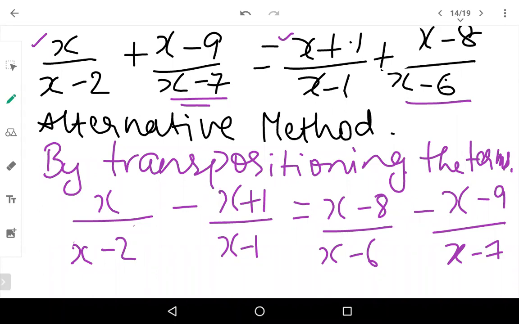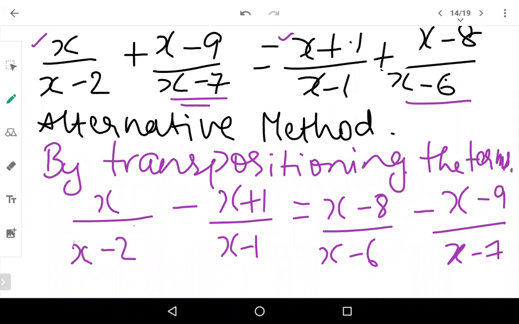Did you understand the step? I'm just changing the sides of the expressions in the equation. Everybody understood? Okay. Now here on, we will solve it as how we solved the previous problem. We will take the LCM, we will cross multiply the terms, and then we will simplify them. Okay. So let us do it.